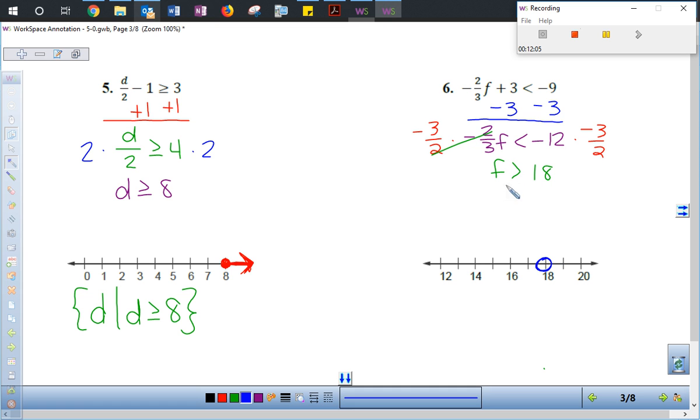And then greater than means I want the numbers that are bigger than 18. So if I go to the left, 17, 16, 15, 14, those are getting smaller. If I go to the right, 18, 19, 20, those are getting bigger. So I'm getting bigger. I'm going to the right, and I end it with an arrow.